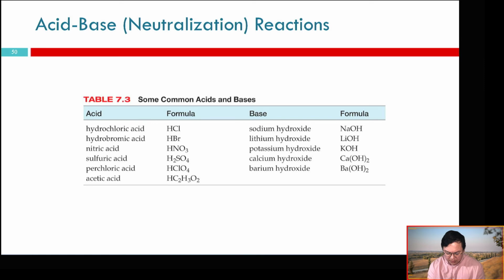In our acid-base neutralization reactions, we have a list of some common acids and bases: hydrochloric acid, hydrobromic acid, sodium hydroxide, lithium hydroxide. The bases we name according to our oxyanions, so hydroxide is an oxyanion. So calcium hydroxide, barium hydroxide, and then the acids are named according to the acid rules. So then we also have things like nitric acid, sulfuric acid, and perchloric acid, because chlorate would be ClO3, and acetic acid.